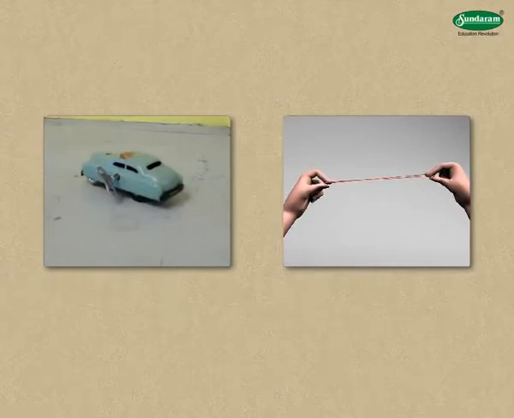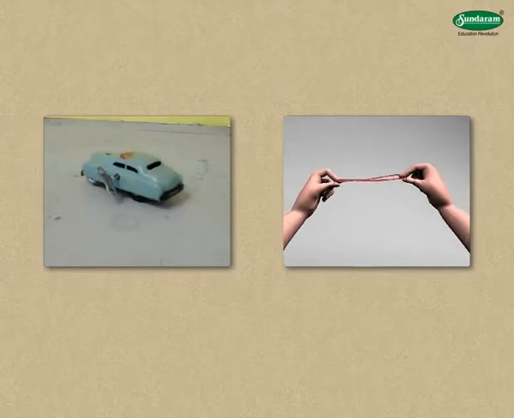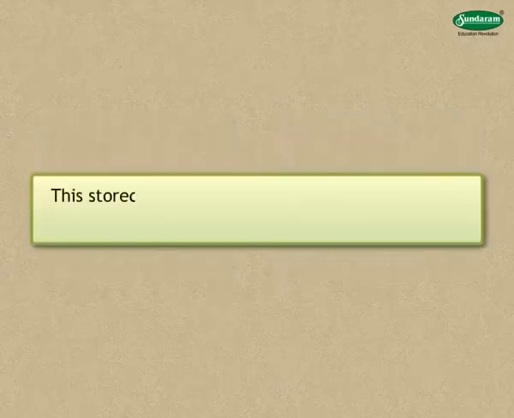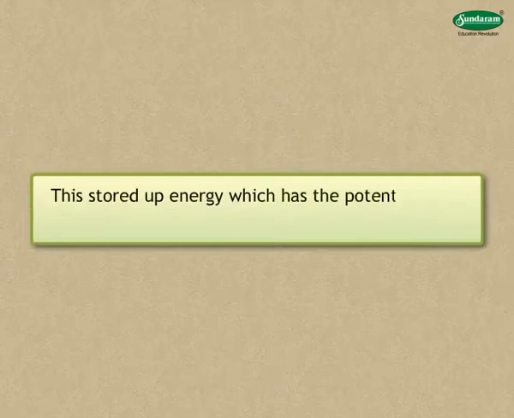That is why when the rubber was released, it went back to its original position, and when the winding key was released, the toy began to move. This stored up energy which has the potential to do work is called potential energy.